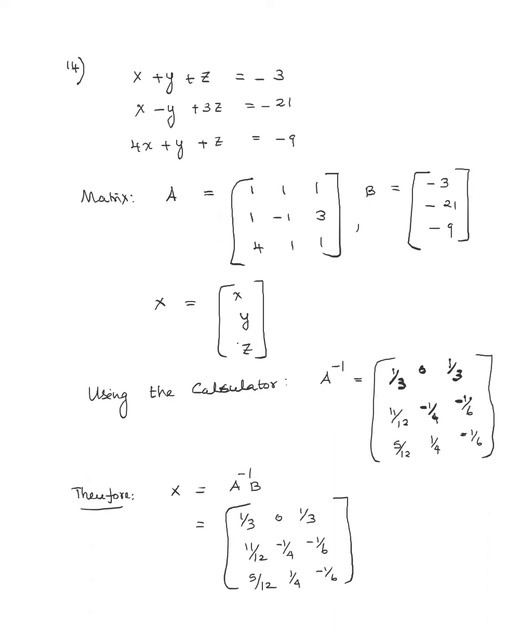A inverse times negative 3, negative 21, negative 9. So we can get the matrix X. This can be a column or a row matrix, it doesn't matter. But here we get a row matrix value because this is 3 by 3 and this is a 3 by 1. So you get a 3 by 1 matrix. Or you can write this one as negative 2, 4, negative 5. It doesn't matter.